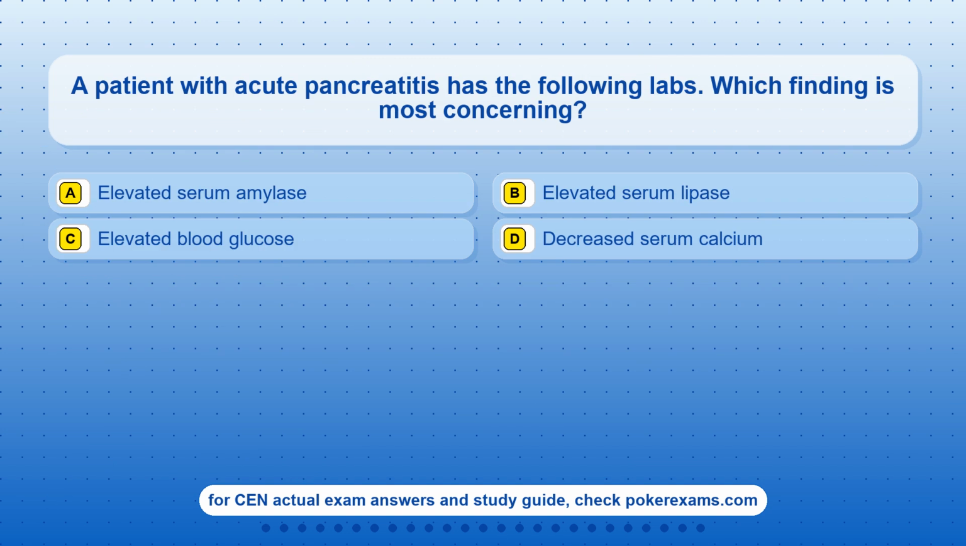Question 22. A patient with acute pancreatitis has the following labs. Which finding is most concerning? Option A, elevated serum amylase. Option B, elevated serum lipase. Option C, elevated blood glucose. Option D, decreased serum calcium.